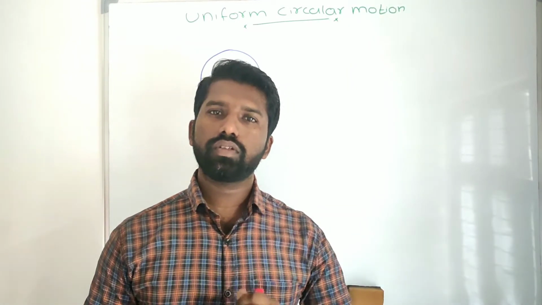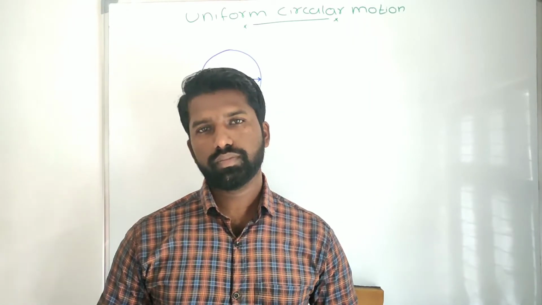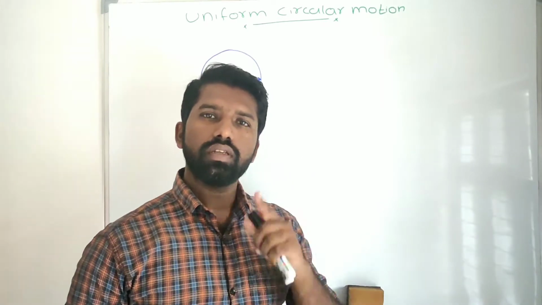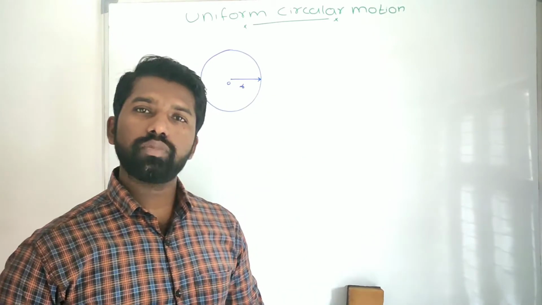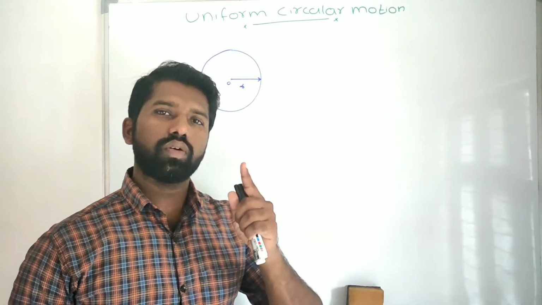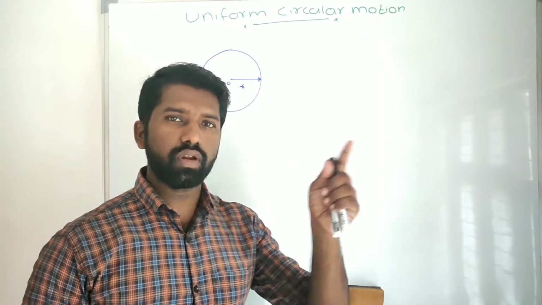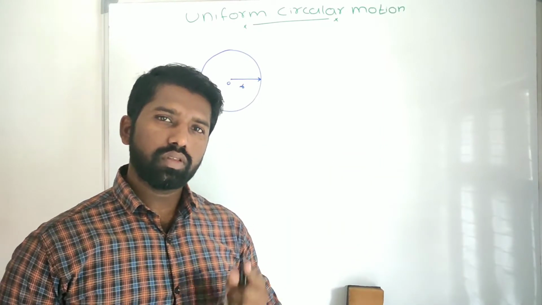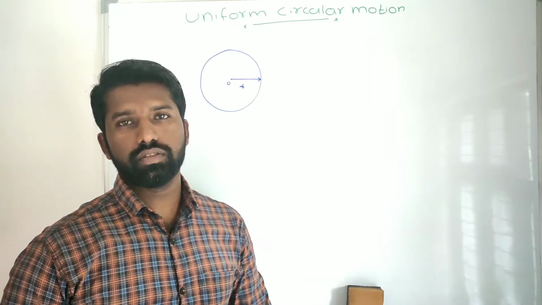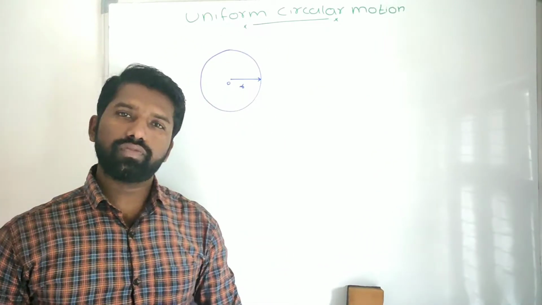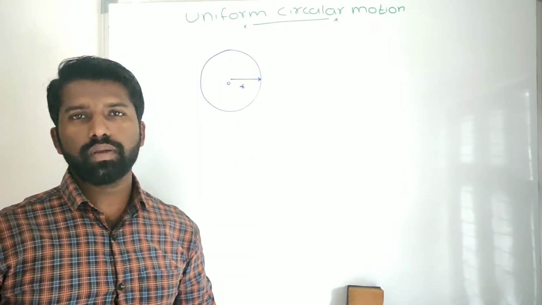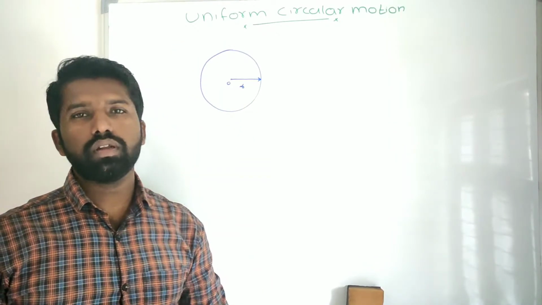In this video, I am going to discuss uniform circular motion. If an object is moving in a circular path, we can say that object is in circular motion. In uniform circular motion, the object is moving in a circular path with constant speed, not constant velocity. Constant speed means the object covers equal distance along the circumference in equal intervals of time. Circumference means over this surface. Okay, that is about uniform circular motion.